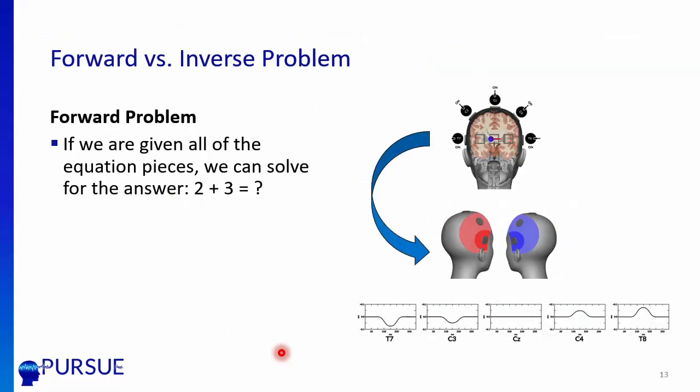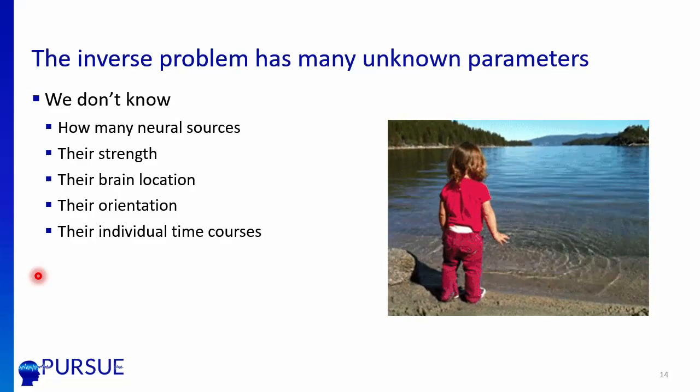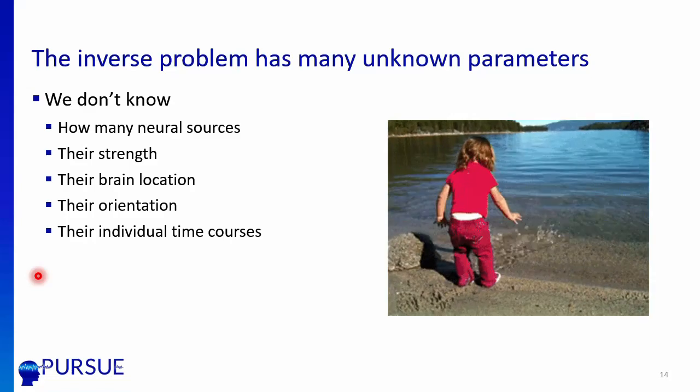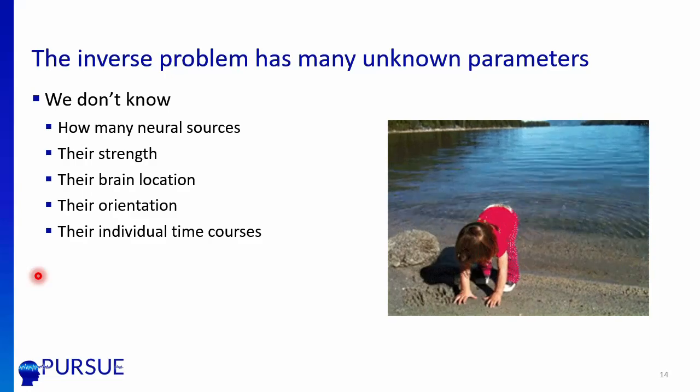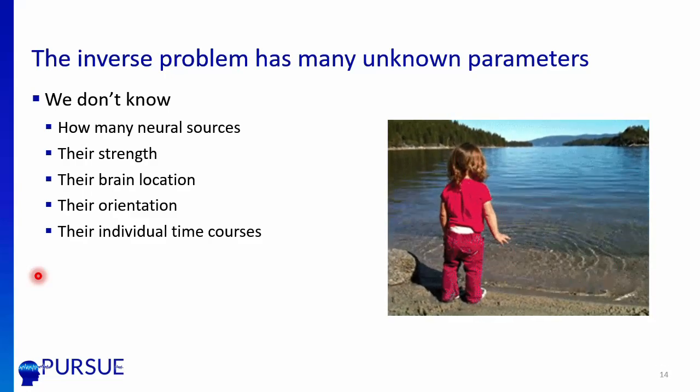Now we have what's called the inverse problem. As indicated in the slide here, if we're given all of the pieces of information, we can solve the problem. But the inverse problem is the reverse of this. There's an infinite number of solutions to come up with, in this case, the number 5. The inverse problem exists because we don't know how many neural sources we have, their strength, their location, orientation, or their individual time courses. So it's very difficult, if not impossible, to infer what the neural sources are just from scalp distributions.